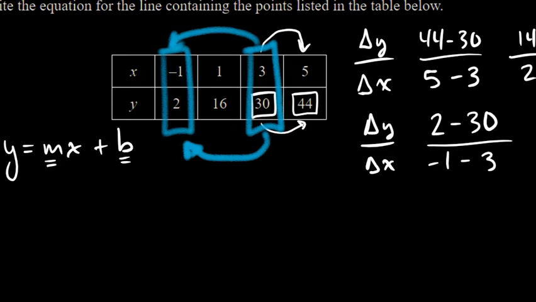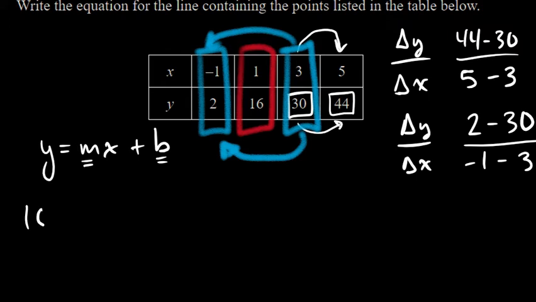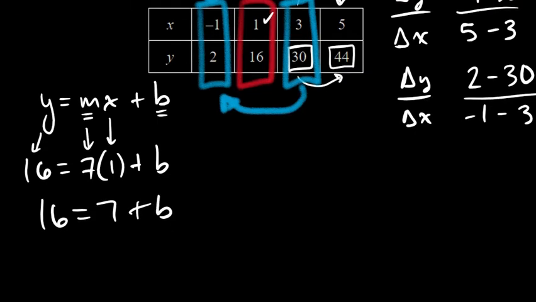I think for simplicity, I'm going to go ahead and pick this one. Let's pick the point when x is 1 and y is 16. So I'm going to write down y, which is 16. My y I'm replacing with 16. My slope parameter I figured out was the number 7. The value of x for this point that I've selected is 1. And then I've got my plus b. So this becomes 16 equals 7 plus b. If I take away 7 from both sides, I get that 11 is b.